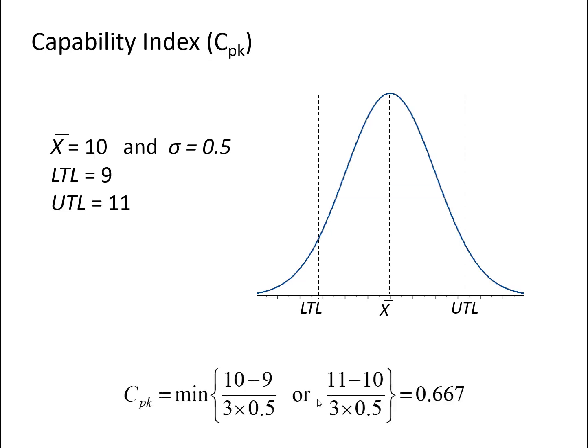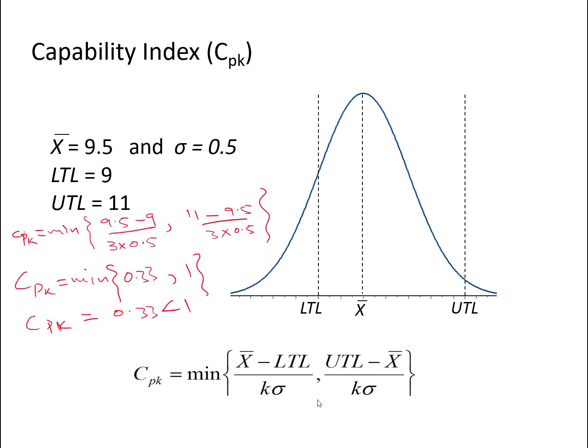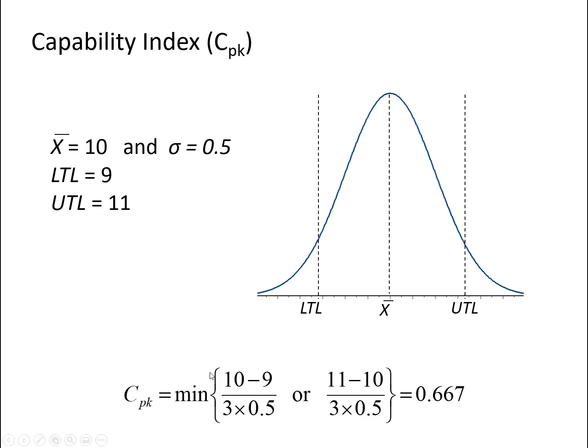So now there is a simple example. In this example, we want to construct the capability index CPK in order to check whether this process is capable or not. You can also see from the figure that this process is not capable. Why? Because most of the normal distribution area is outside the tolerance limits. When it is outside the lower tolerance limit and upper tolerance limit, it is not fulfilling the requirement. So x bar is 10 and sigma is 0.5, the lower tolerance limit is 9 and the upper tolerance limit is 11. So CPK is equal to the minimum.